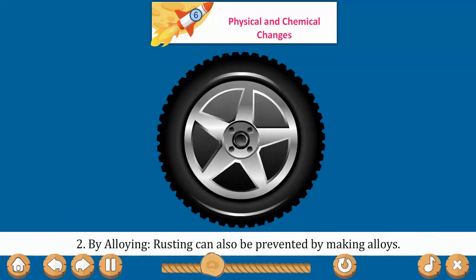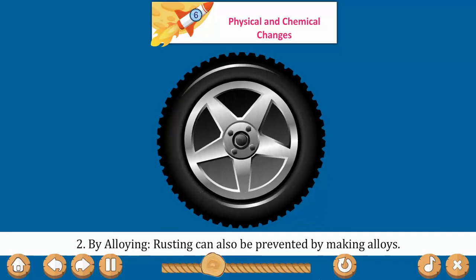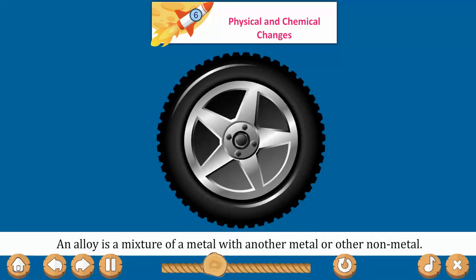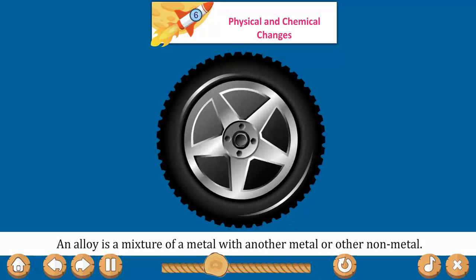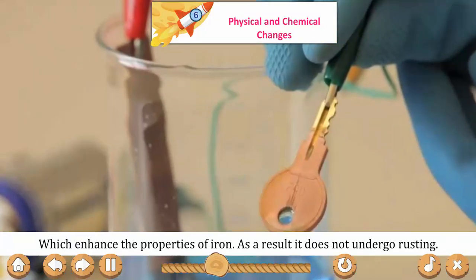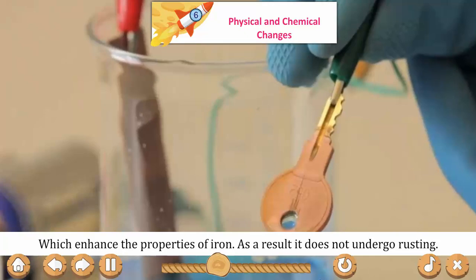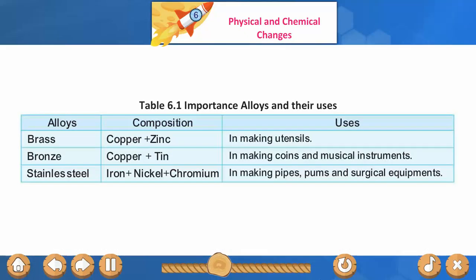By alloying, rusting can also be prevented by making alloys. An alloy is a mixture of a metal with another metal or other non-metal which enhances the properties of iron. As a result, it does not undergo rusting. Table 6.1: Important alloys and their uses.